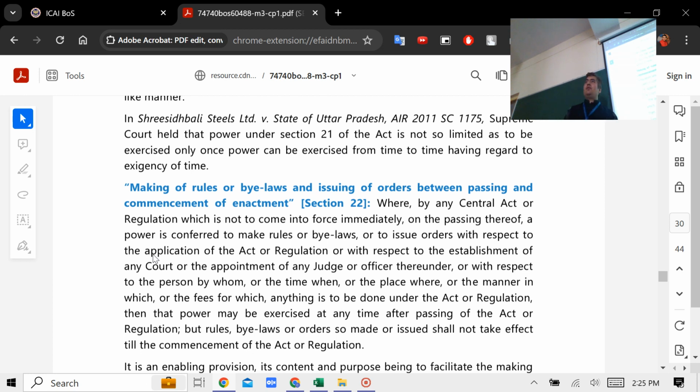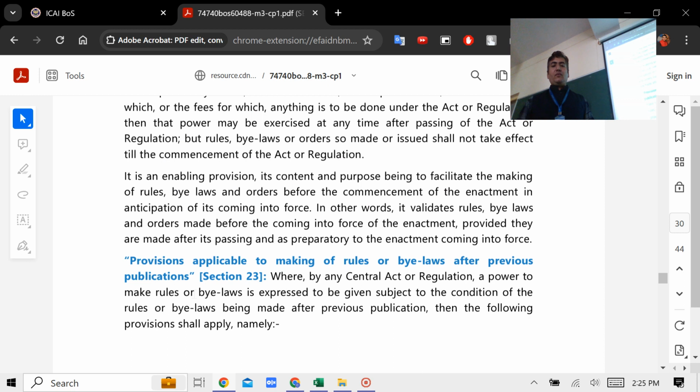Guys, am I clear with the 22? Am I clear with the 22? After that, I would like to go with the 23 students. Provisions applicable to making of rules or the bylaws after the previous publications. So भाई इसमें कुछ बड़ी बात नहीं है, इसको आप 3 stars कर दो. Already this question has been asked in the exam, so I do not want to take a risk. It is providing one general procedure.